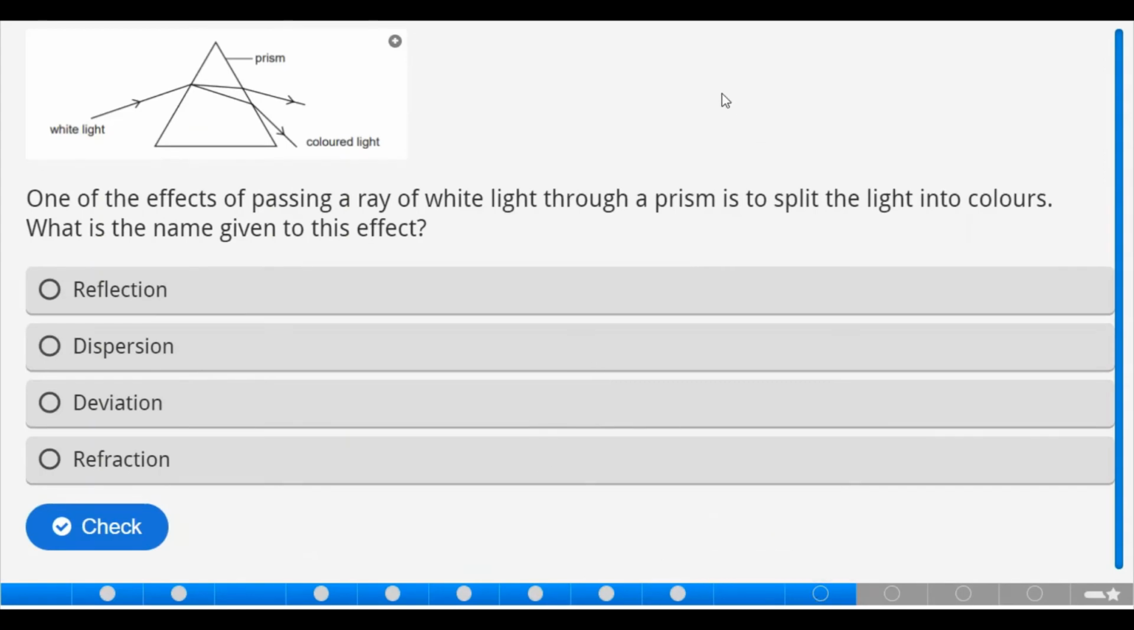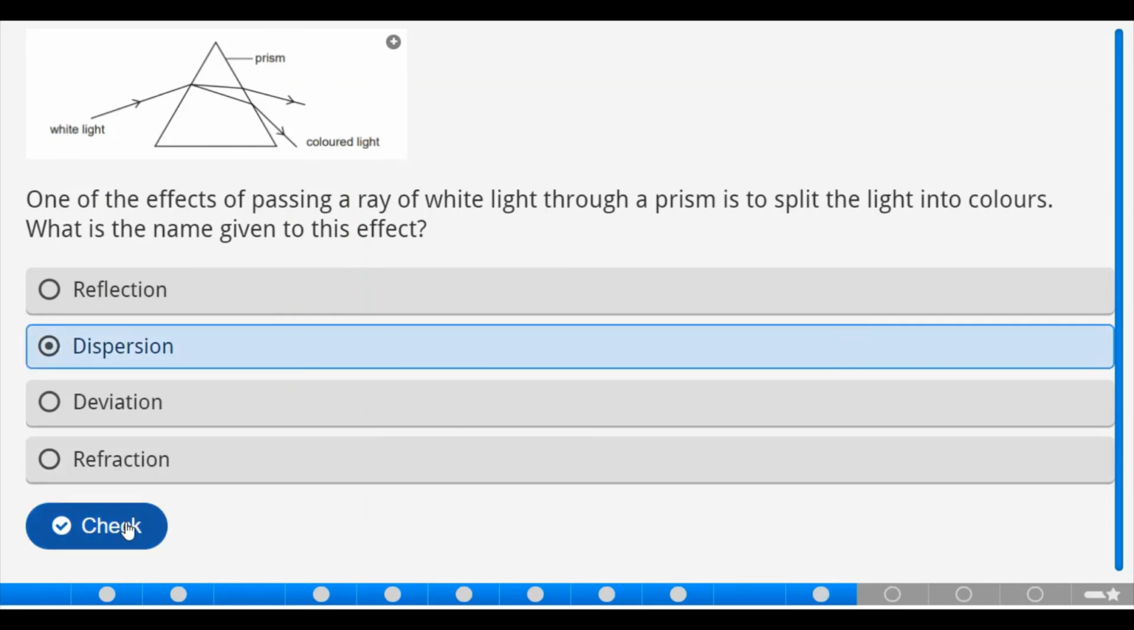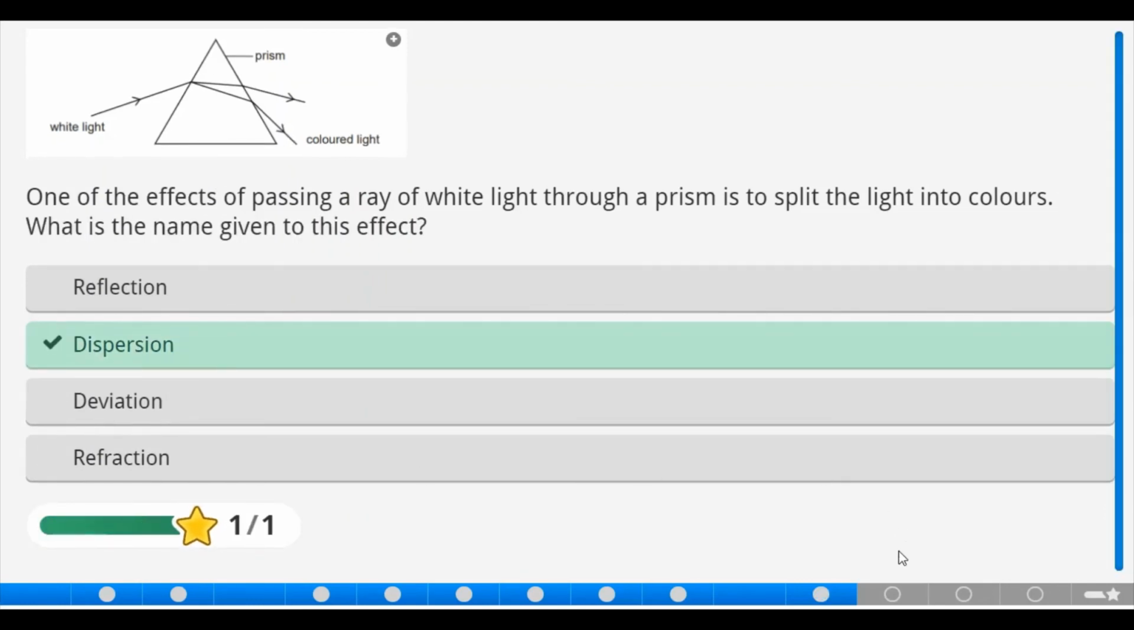Now, looking at this diagram, you have white light entering the prism and it is being dispersed. White light undergoes dispersion. You can see here you have colored light. Don't forget that those colored lights are divided into 6 or 7: red, orange, yellow, green, blue, and violet. One of the effects of passing a ray of white light through a prism is to split the light into colors. What is the name given to this effect? That's dispersion. So we check. That's awesome.